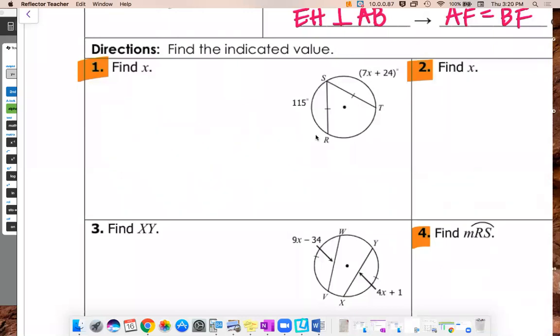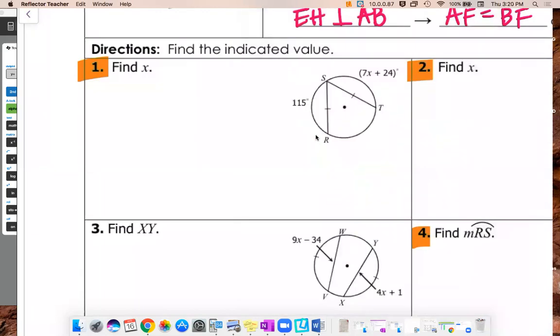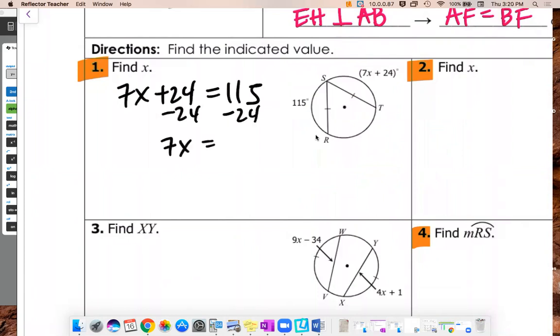So what you're going to do is take those two values and set them equal to each other. So this 7x plus 24 has to equal 115 degrees. And then you're just going to solve it algebraically. And then you're going to get x is equal to 13 at the bottom down here. Okay, so the fact that the chords were congruent, that means their arcs also have to be congruent.